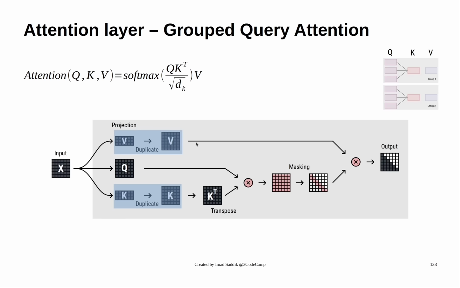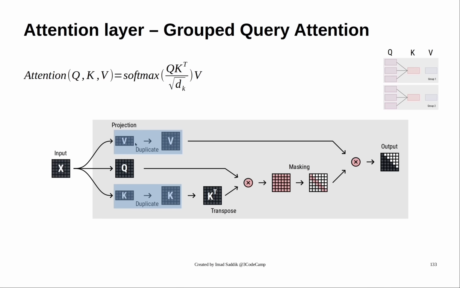Remember that each group shares one key and value matrix. This means that we need to duplicate the K and V matrices multiple times to match the number of queries in one group. Let's take this as an example. You can see that in one group we have 3 queries, but we only have one key and one value. So if you try to multiply these 2 matrices together, you will get an error because the shapes do not match.